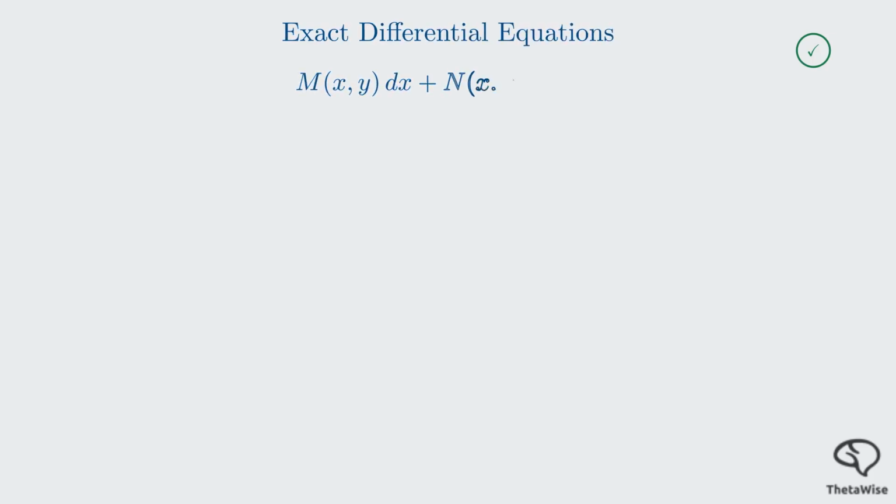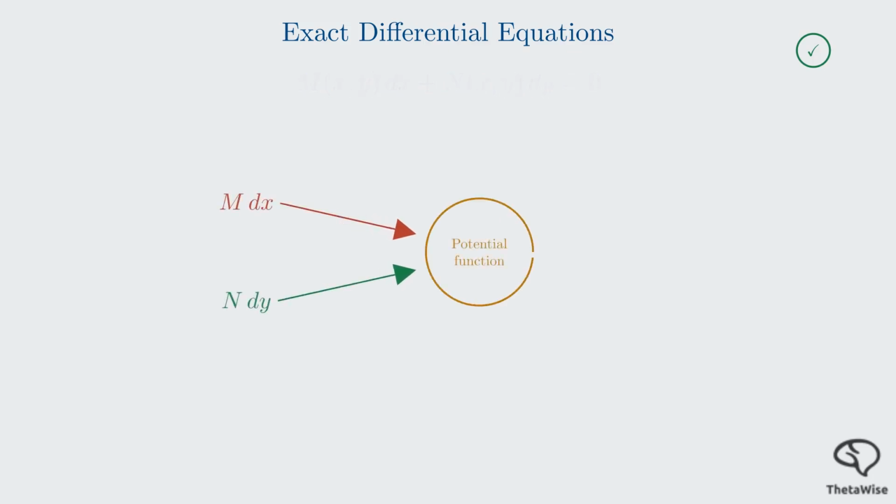Another first-order method is the exact differential method. Write an equation as M(x, y) dx + N(x, y) dy = 0. It is exact when the partial derivative of M with respect to y equals the partial derivative of N with respect to x. That condition means the two-variable expression is the differential of a single potential function.